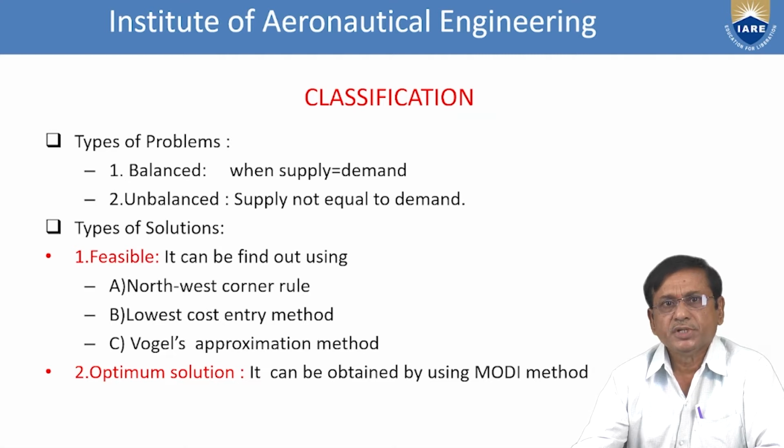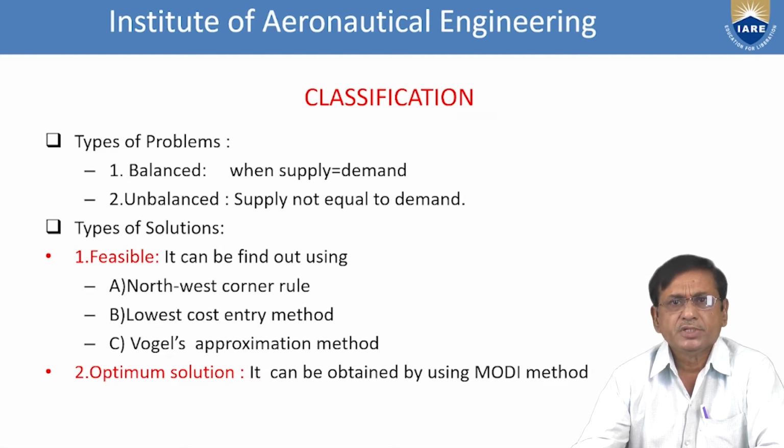The feasible solution can be obtained by using three methods. One is the northwest corner rule, next one is the lowest cost entry method, and third one is Vogel's approximation method.